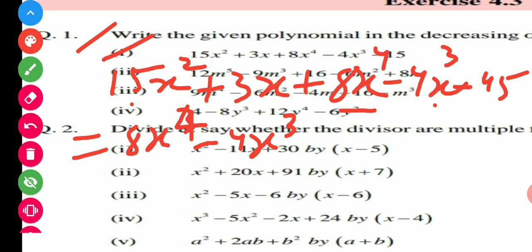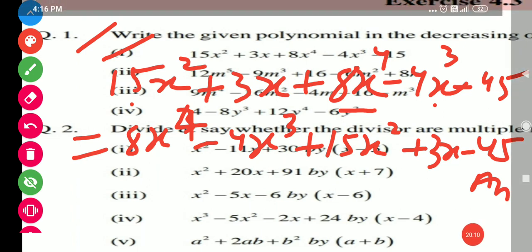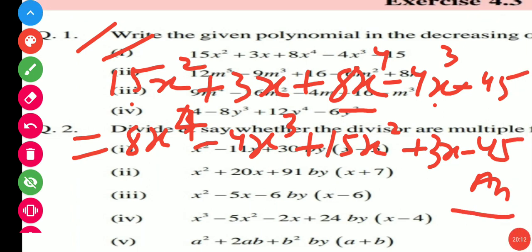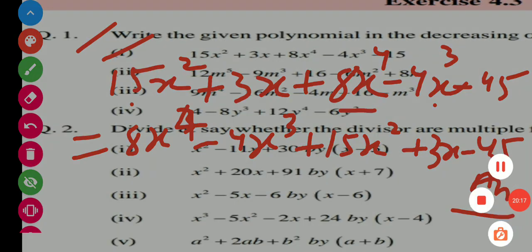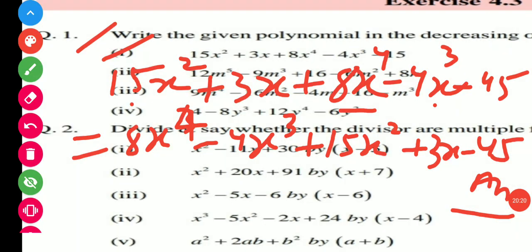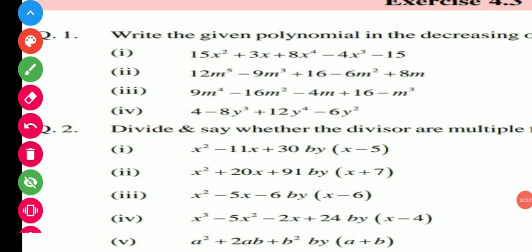Now the square one is left, plus 15 of x square. Now x one, 3x and minus 45, plus 3x and minus 45. That is your answer. It is the descending order. So you can do all the parts. That is for your homework. If you want to do this fourth question, you can do.